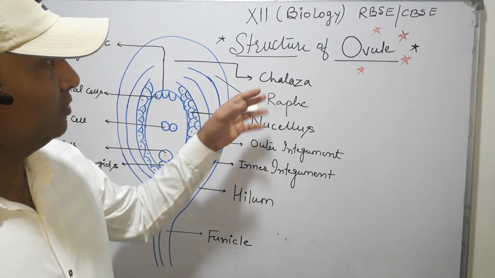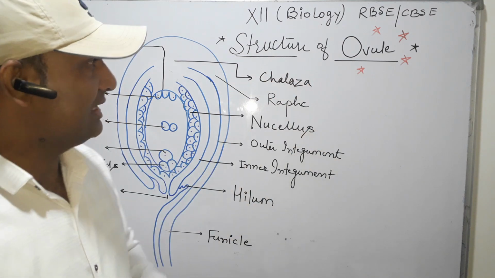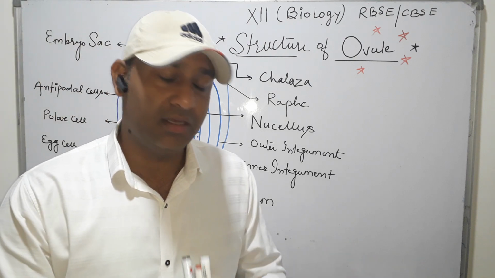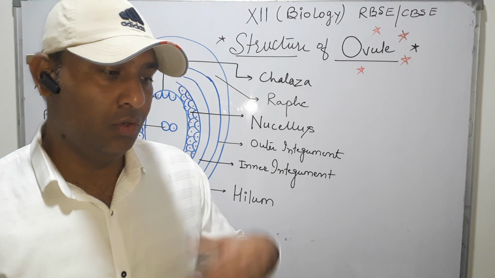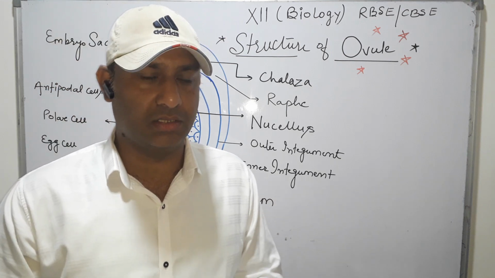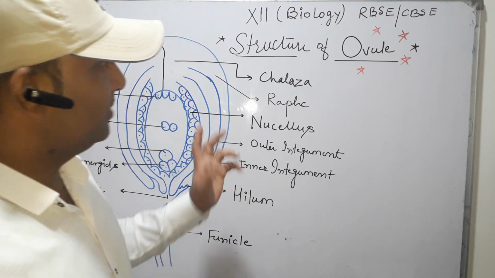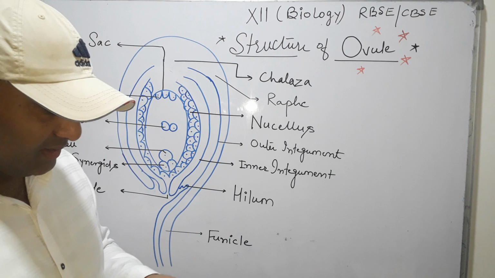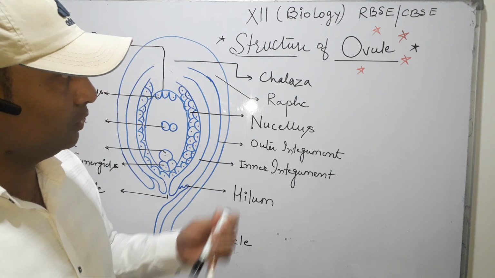Our next topic for today is the structure of ovule. In the last class we studied the male gametophyte, that means the development of pollen grain, and how the pollen grain develops two male gametes after maturation or germination. Next topic, as per CBSE and RBSE syllabus, is the structure of ovule. First we discuss the term ovule.